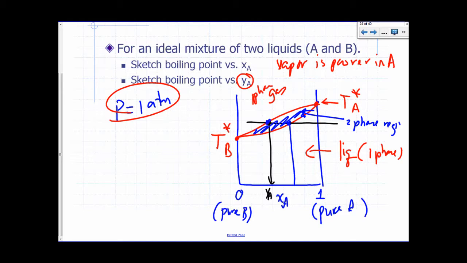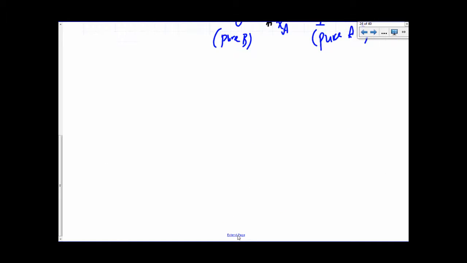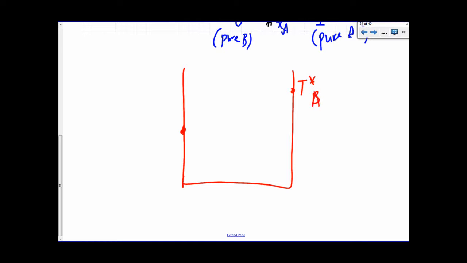A practical use of this is to predict what the composition is of a distillate. If you were to carry out a distillation, okay, this is T star B, a small fraction of A, and let's say this is T star B. Sorry about that.